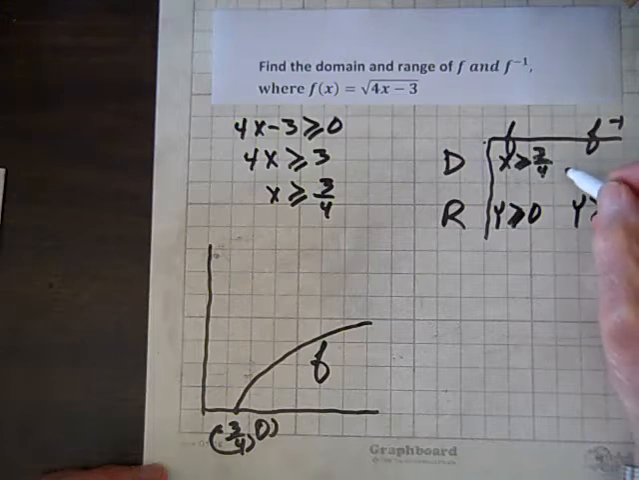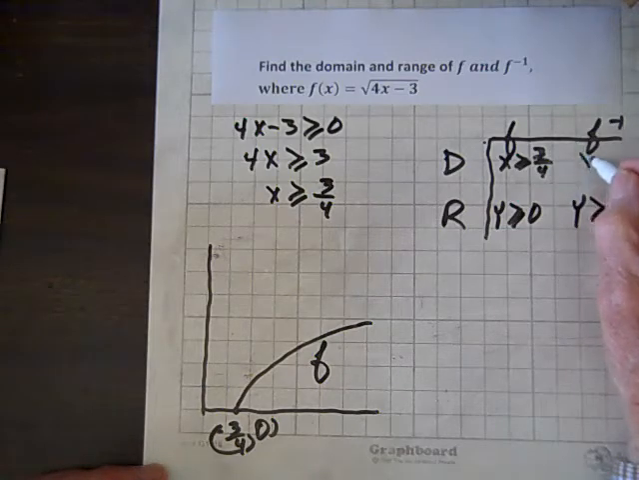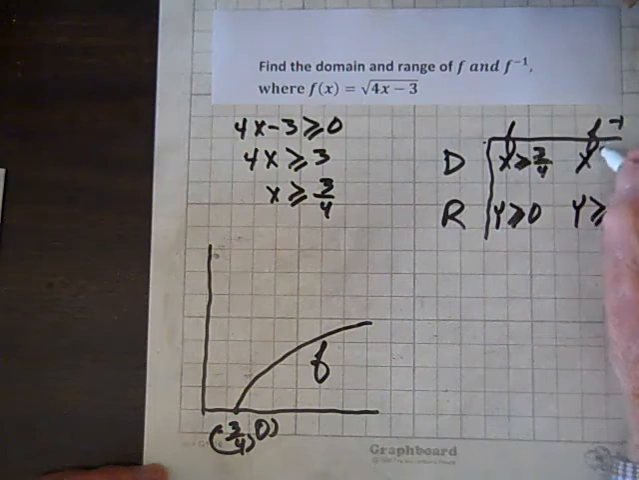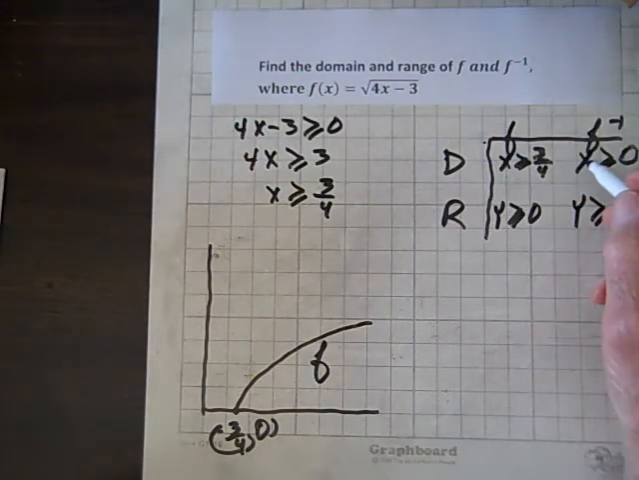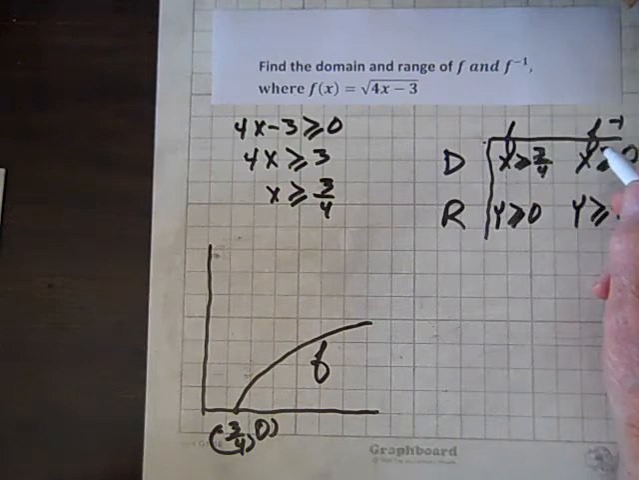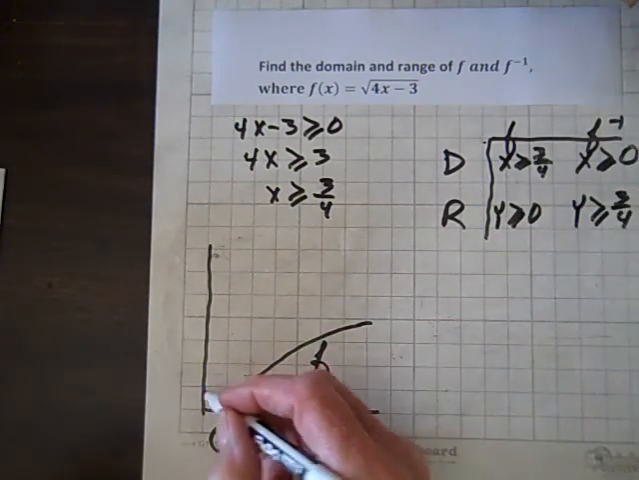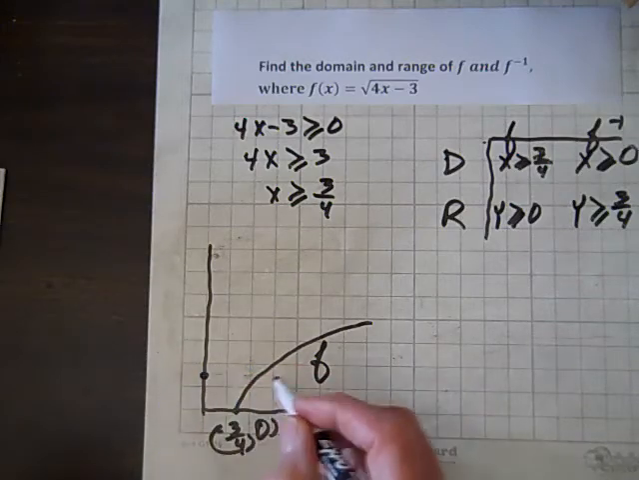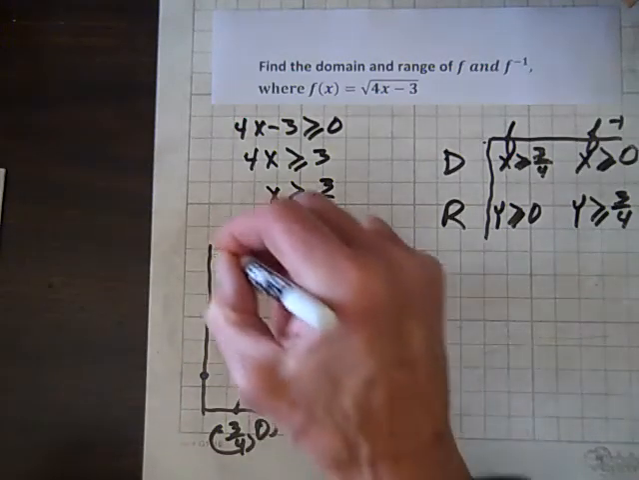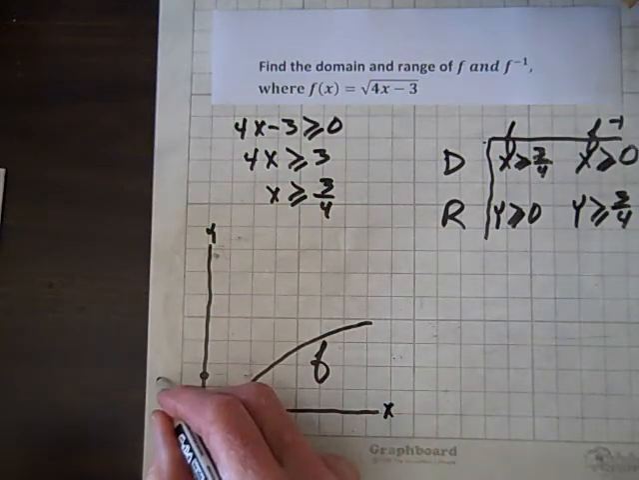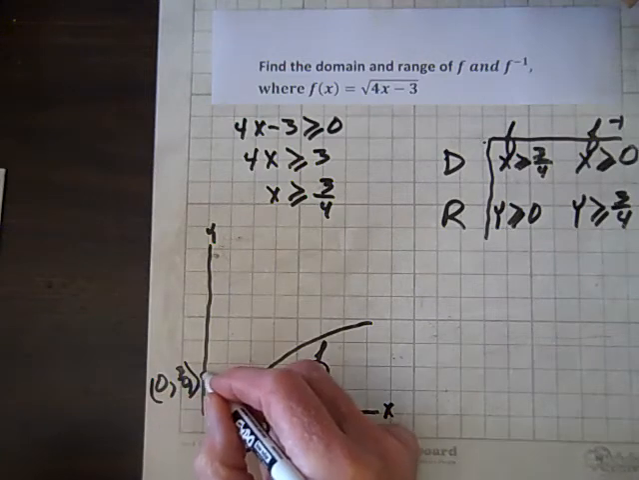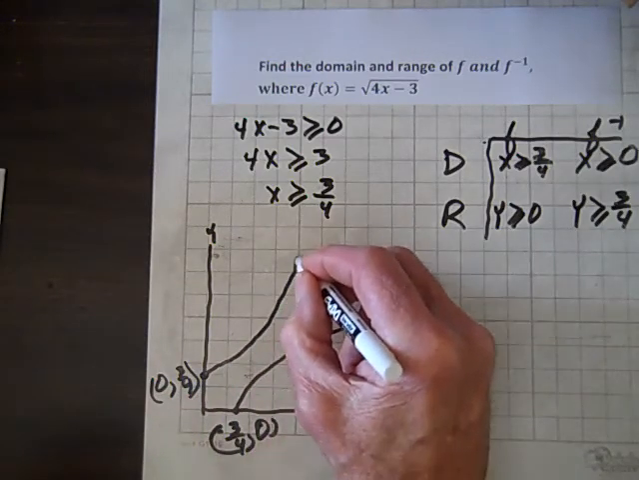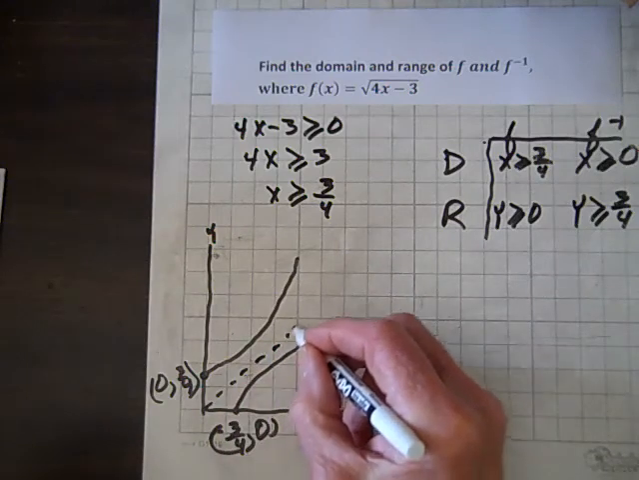Well, then we know that for the domain of the inverse function, x has to be greater than or equal to 0, because the domain of the inverse function corresponds to the range of the function. So let's graph f inverse, and this is x and y, and this will be 0, 3/4, and when we graph that we get something like this.